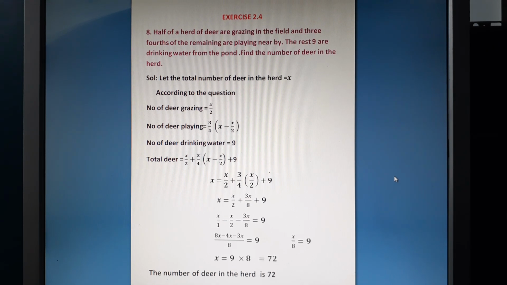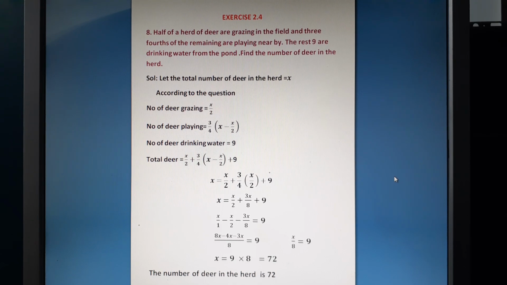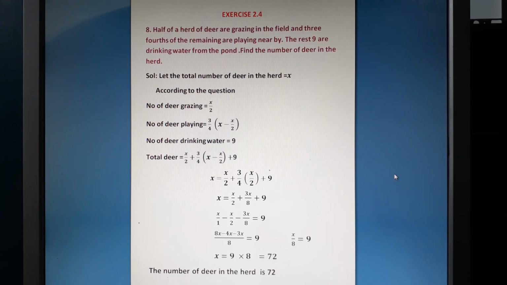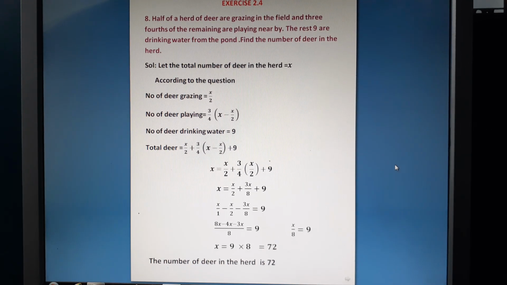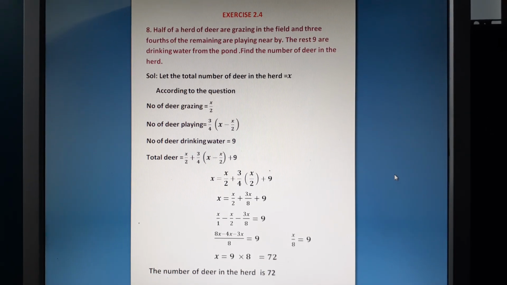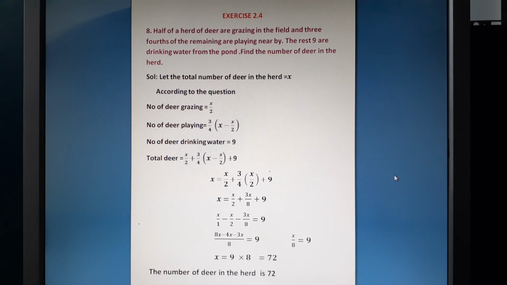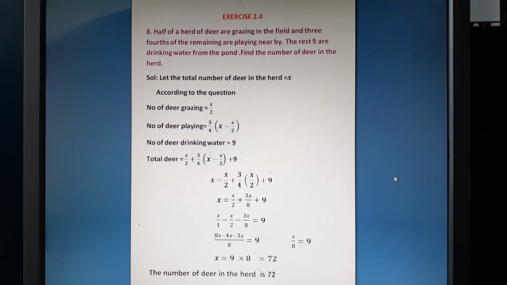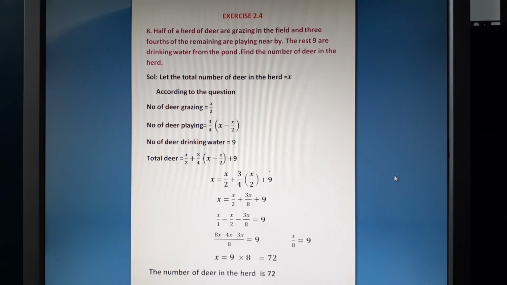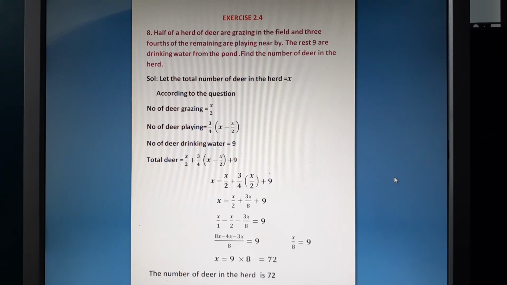Total number of deer is equal to x. So x is equal to x divided by 2 plus 3 by 4 into x minus x by 2, plus 9. Now x is equal to x divided by 2 plus 3 into x, 3x divided by 4 twos are 8, plus 9. x is equal to x by 1. So here we put x is equal to x divided by 1.